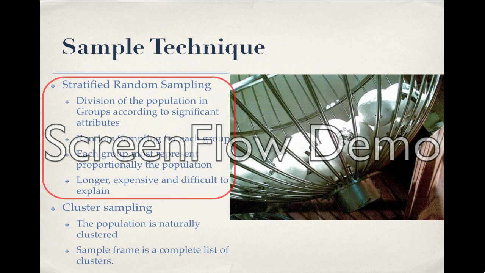Stratified random sampling is when you divide the population into groups, depending on criteria you set yourself for this research. So you do the random sampling from each of these groups that you divided. Each group must be represented proportionally to the population, and disadvantages are that it's longer, expensive, and difficult to explain. It differs from cluster sampling because in cluster sampling, the population is naturally divided itself. So for instance, if you want to sample different age groups and the population is already divided in that way, you don't need to set criteria yourself.